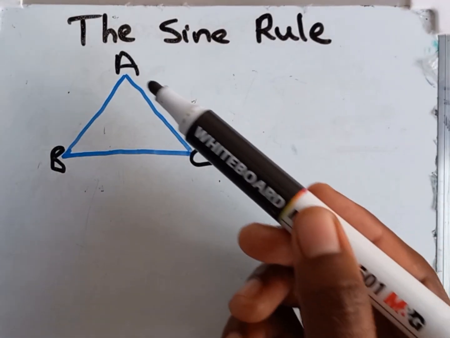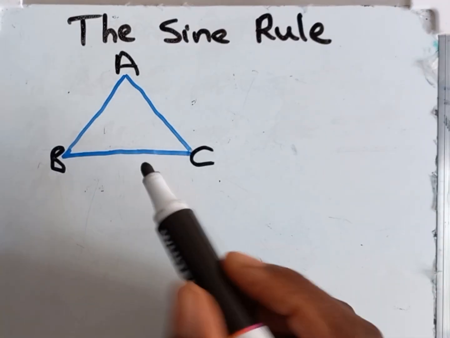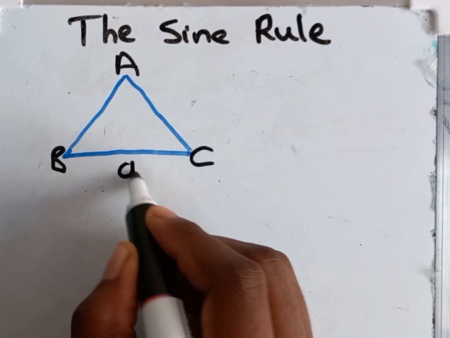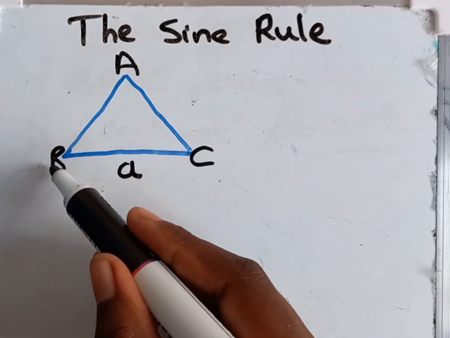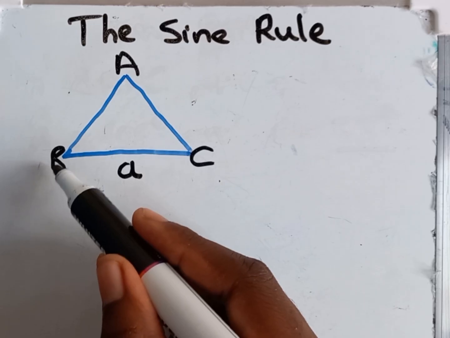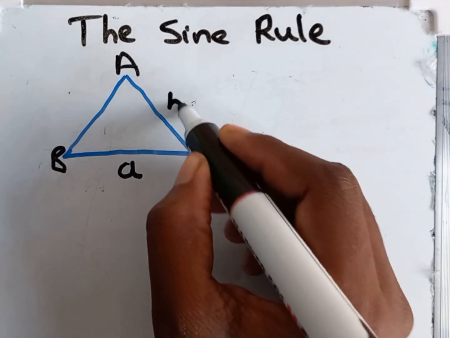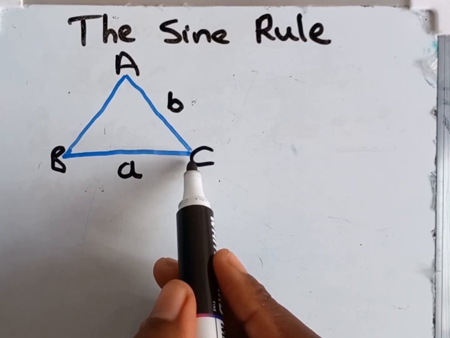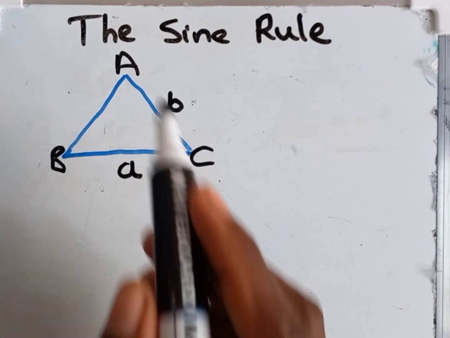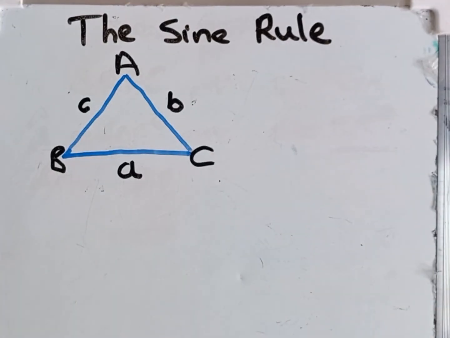So the side that is opposite to A, we name it a small letter a. The side that is opposite to B, which is to angle B, is a small letter b. The side which is opposite to our C is a small letter c. So now that we have named the sides and the angles on our triangle, what we are going to do now is we are going to formulate a sine rule equation.